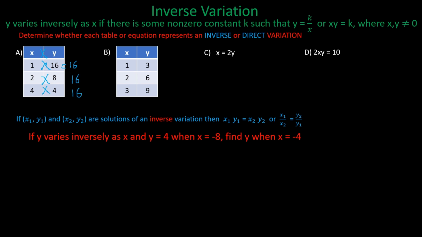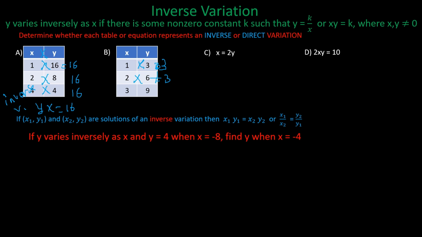So the first one is direct variation where y over x equals a constant, which is 16. So it's equal to a constant, so it's inverse variation. Let's do the first one. 1 times 3 equals 3. But 2 times 6 does not equal 3. So it's not the same, so it's not inverse variation.